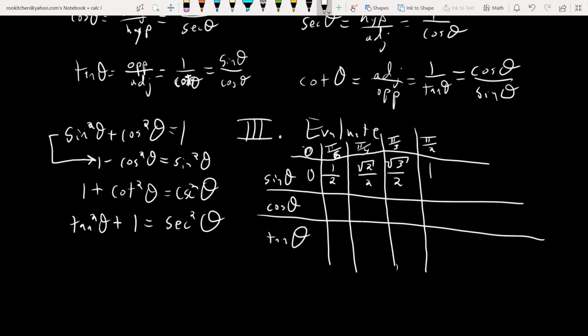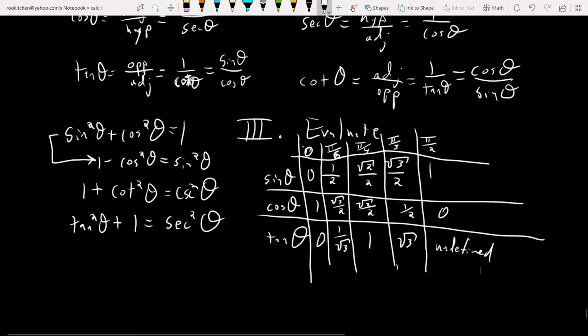Cosine is just the reverse of sine. You write the same numbers but in reverse. So you start at 1, then radical 3 over 2, then radical 2 over 2, then 1/2, and then 0. Tan is just sine over cosine. So it'll be 0, 1 over root 3, 1, root 3, and then undefined. You should have that chart memorized.